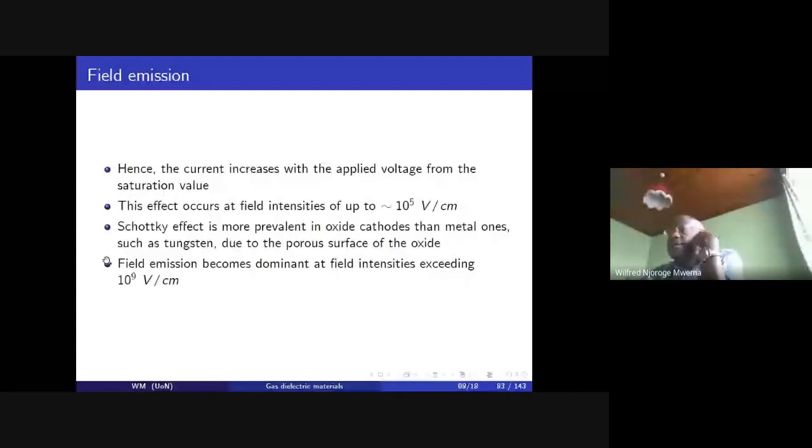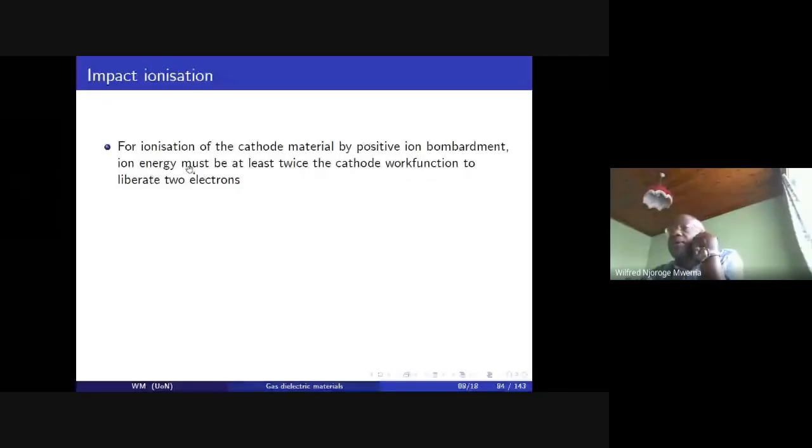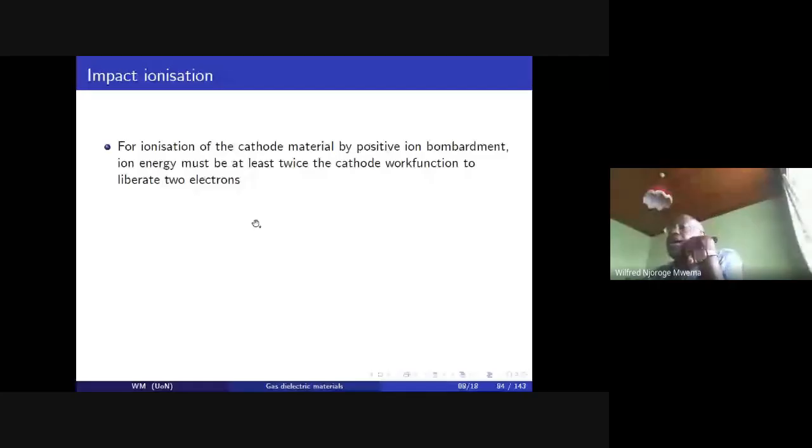For impact ionization of the cathode, the ion energy must be at least twice the cathode work function. This is because we need two electrons. For the free electron concentration to increase between the plates, each ion must release at least two electrons. One will be used to neutralize its charge, therefore forming a neutral gas molecule, and one will be the one contributing to the free electrons.